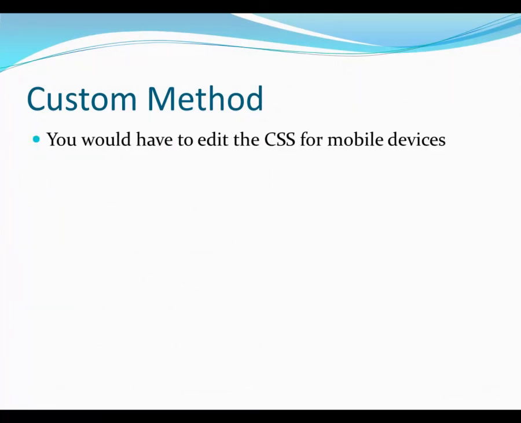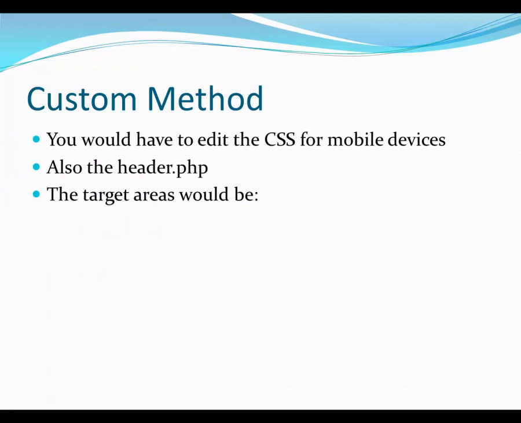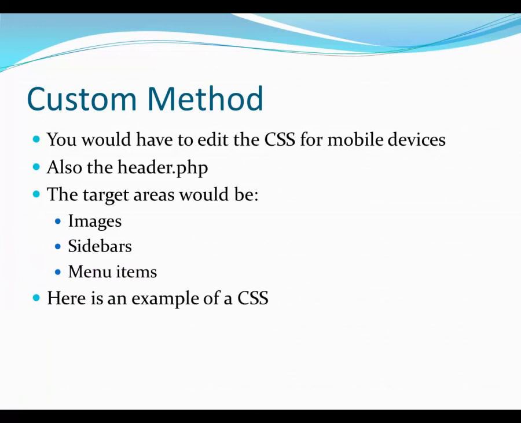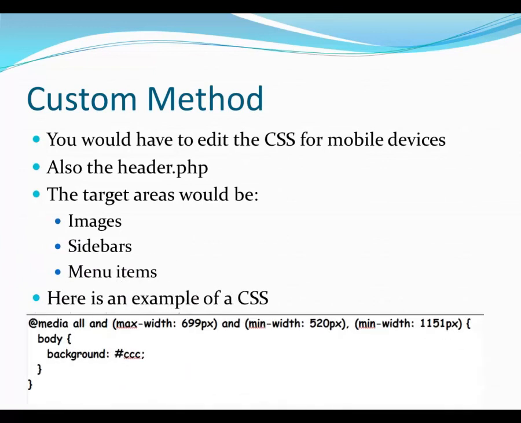Now, the custom method is you would have to edit the CSS for mobile devices. Okay? You would also have to edit the header.php. The target areas would be images, sidebars, menu items. And so here's an example of a CSS. I kind of went over this with you guys yesterday. Now you'll notice here that I'm targeting a max width of 699 pixels, and a minimum width of 520 pixels. All right. I'm also targeting a minimum width of 1151 pixels, and then I could change the body background. If it was an image, I would target images in my CSS and stuff like that.